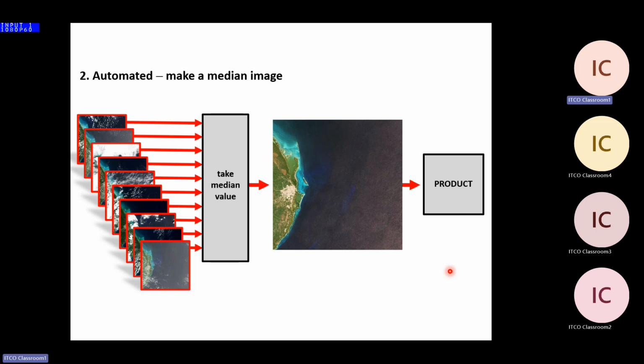Cloud pixels are bright, values are bright. So if you take a median or a low percentile, all the cloud disappears. And you end up with an image like this, which is quite nice. It's nice and clear, and it's in some way using the data from all of the images that you input to it.